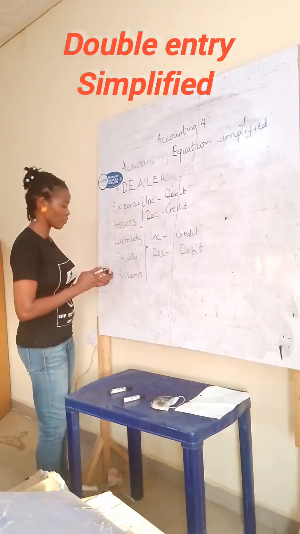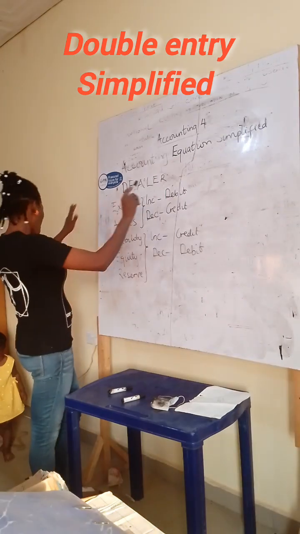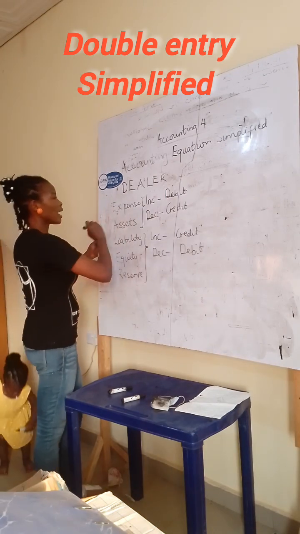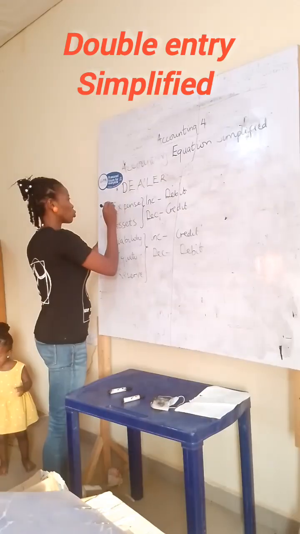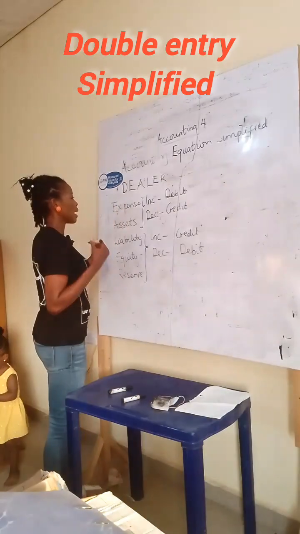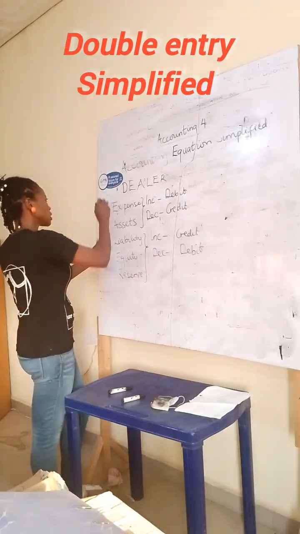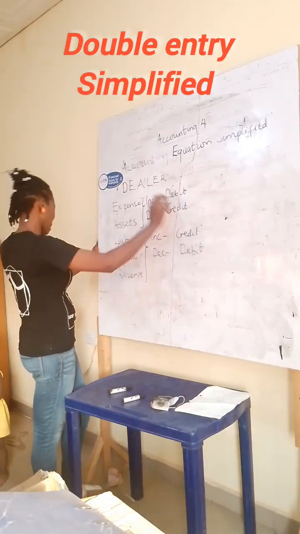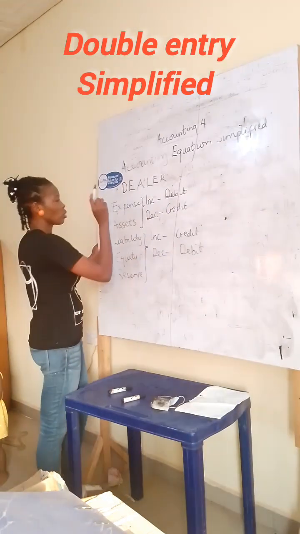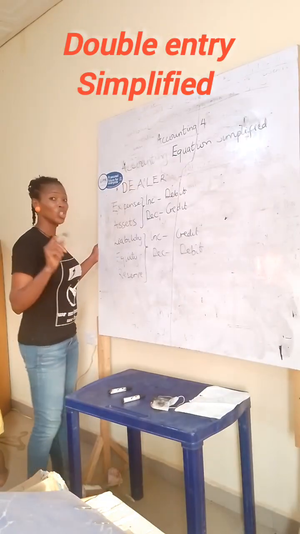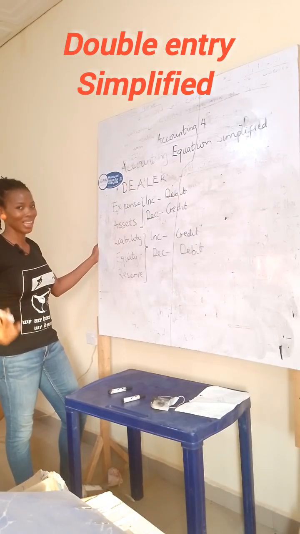So you can see it's very, very easy. If you know this golden rule, you will be able to know how to post correctly and how to prepare your ledger account and finally your financial statement. This is what guides our debit and credit when you talk about the double entry principle, like I introduced in our previous class.